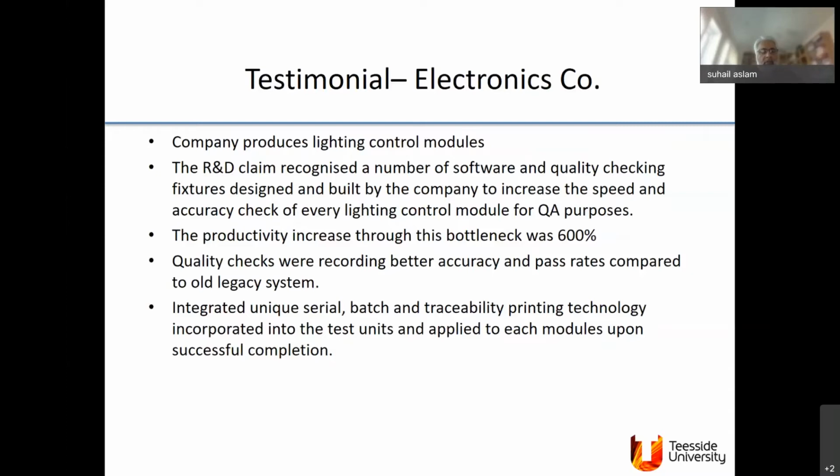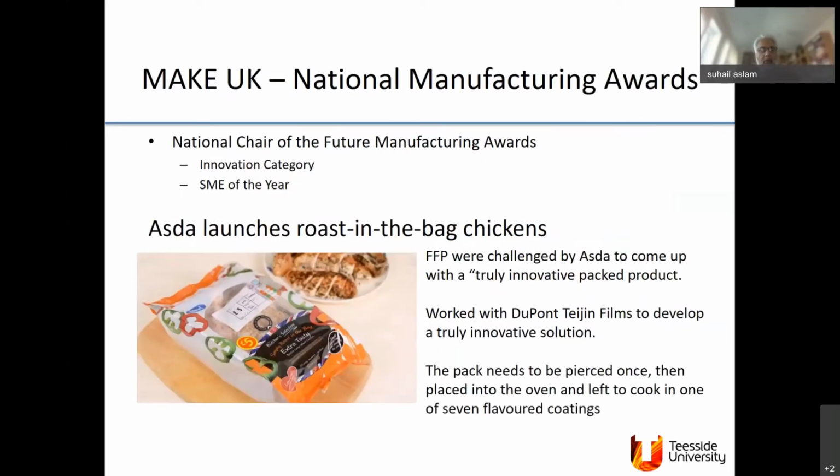The quality checks are recording better accuracy and pass rates compared to the old legacy system, and they also incorporated serial batch and traceability printing technology so that each module upon completion is printed and completed to go through to packaging. I also have a role at the Make UK National Manufacturing Award, where I'm the chair of the Innovation and the SME of the Year.